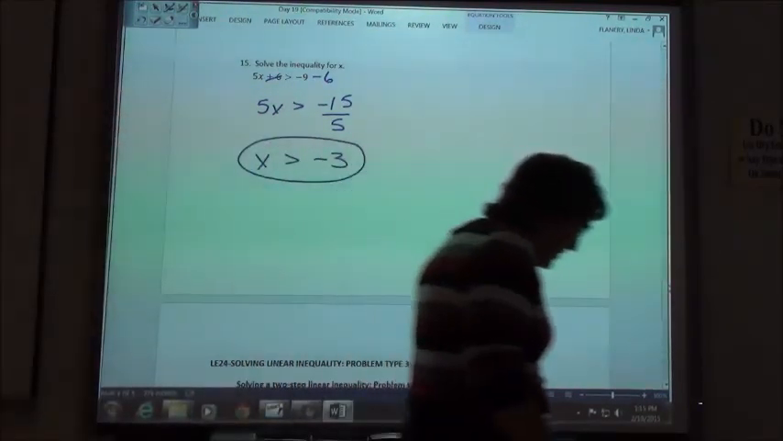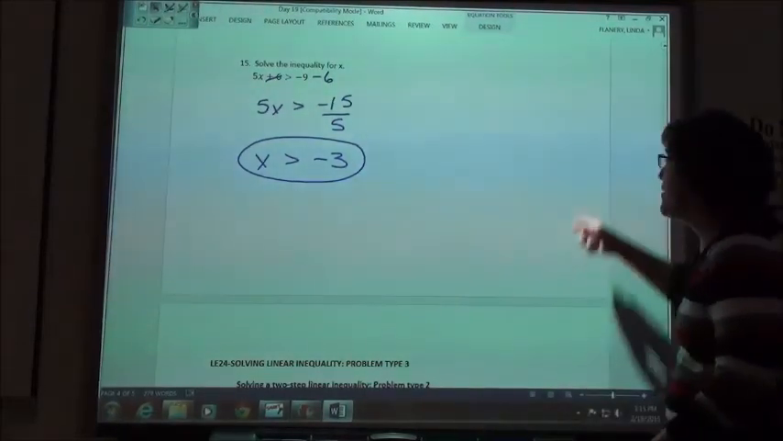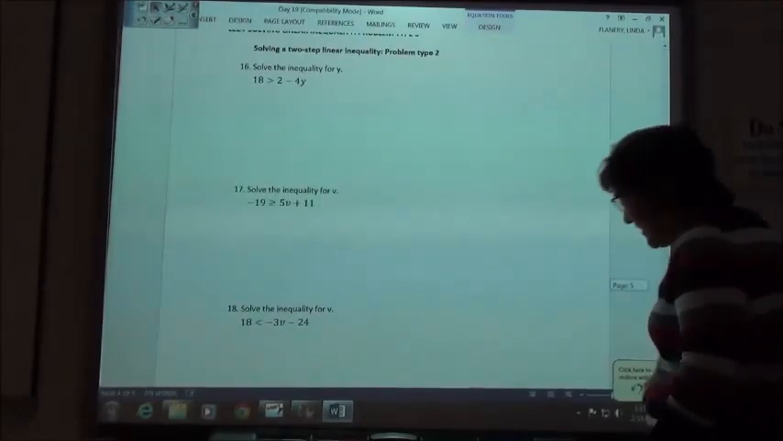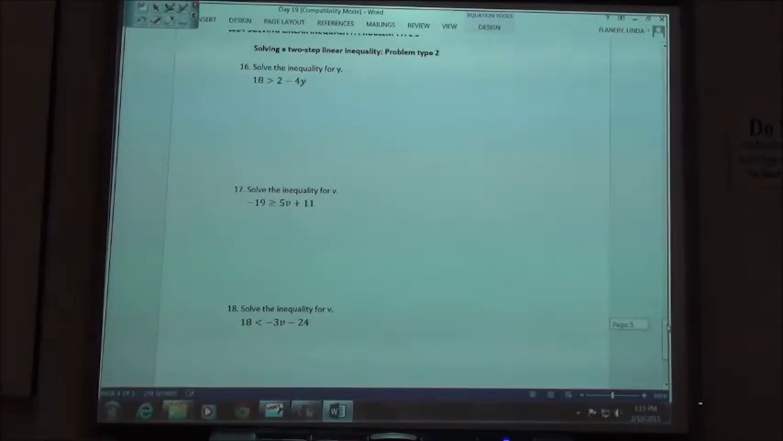Now I get the next one. See, they separated them on the pie chart, but when you take the assessment, they don't tell you which one it is. So 16, 17, and 18 should look really similar to the last ones we just did.